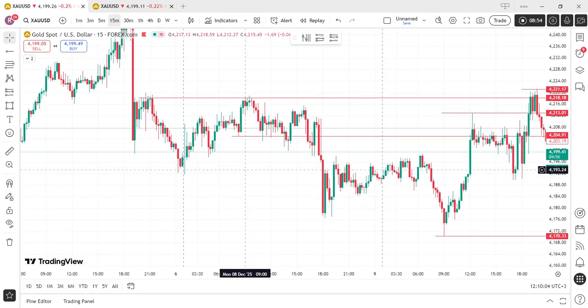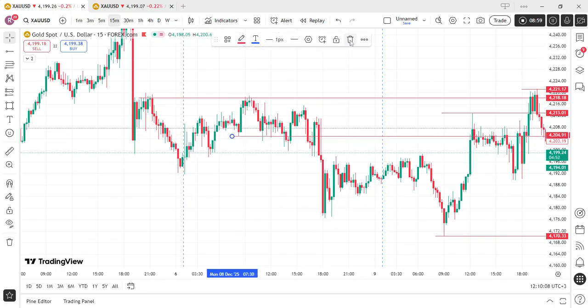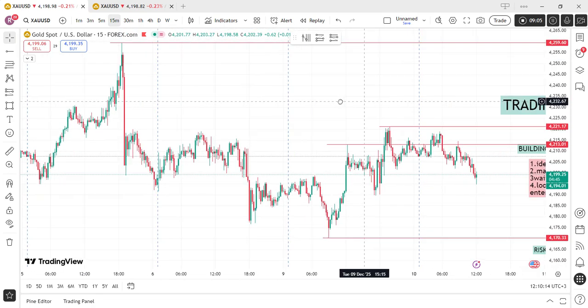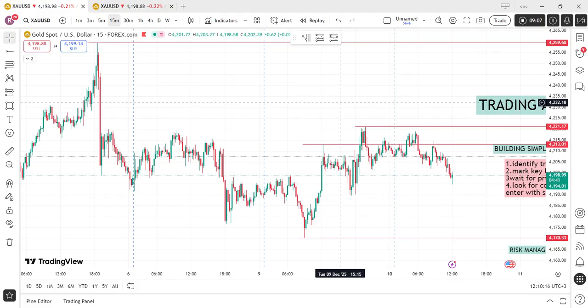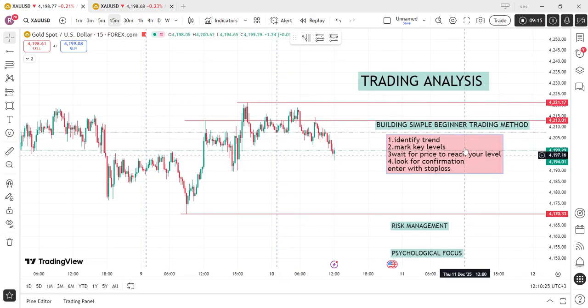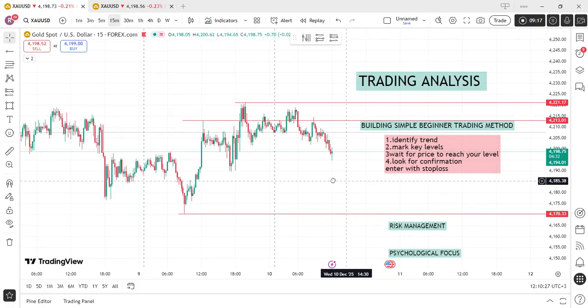As much as I don't use these strategies, this is not my strategy, but I know how it works. So it still works. The only issue with it is that it is for beginners. To be honest, it is for beginners. So if you're a beginner, just keep on going. Don't relax on one strategy and so on. Understand the market overall. That is how you can build simple beginner trading methods.